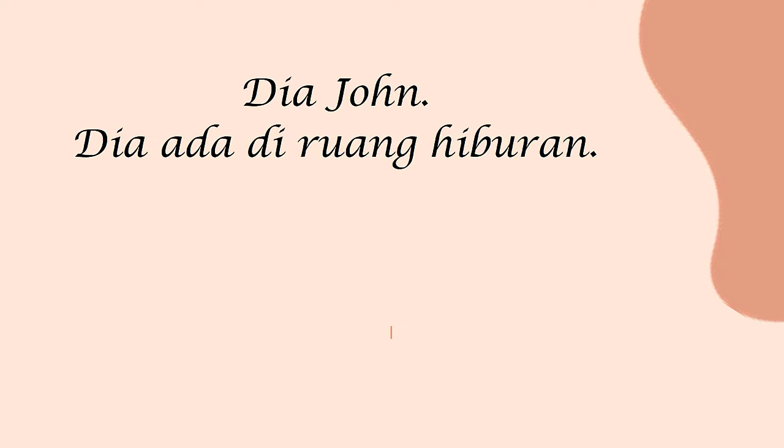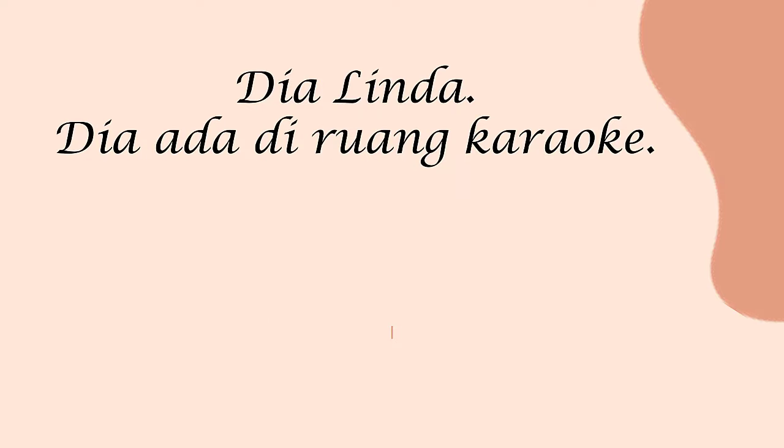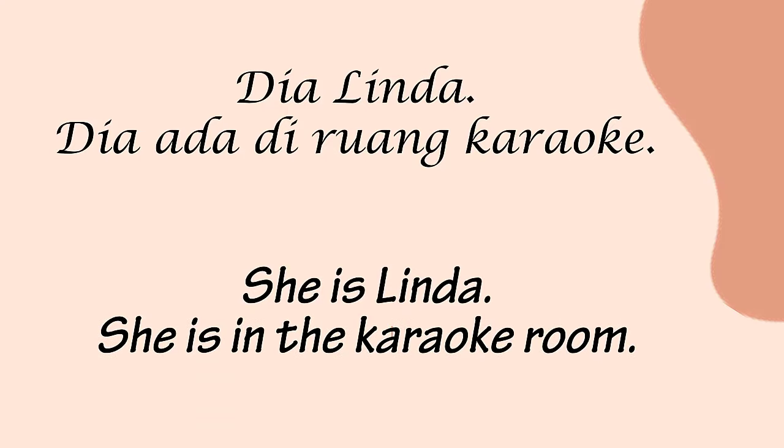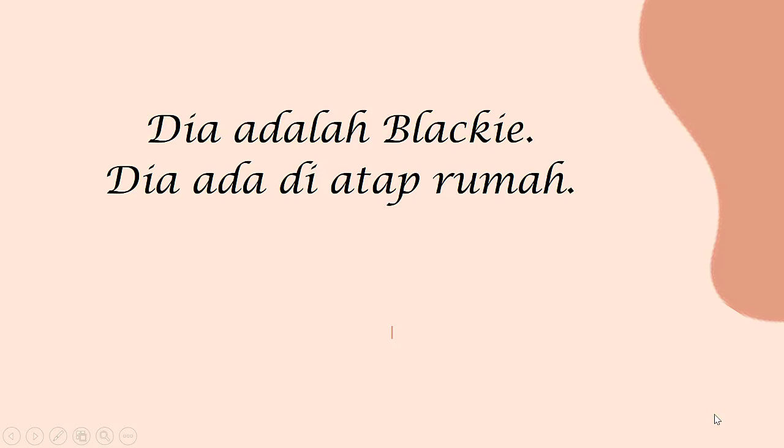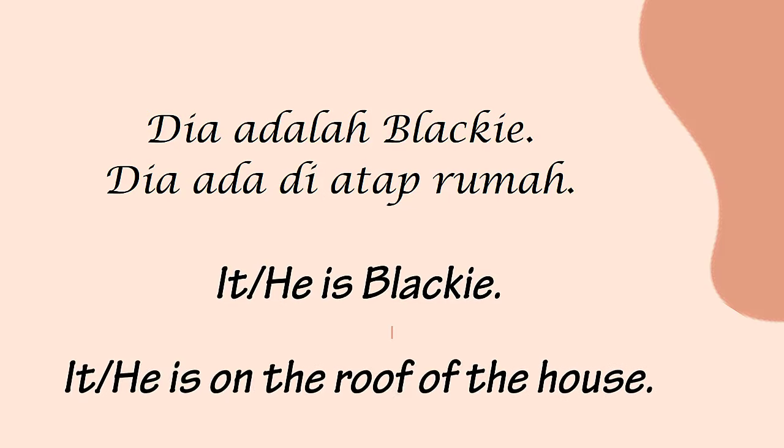Dia John. Dia ada di ruang hiburan. He is John. He is in the entertainment room. Dia Linda. Dia ada di ruang karaoke. She is Linda. She is in the karaoke room. Dia adalah Blackie. Dia ada di atap rumah. It is Blackie. It is on the roof of the house.